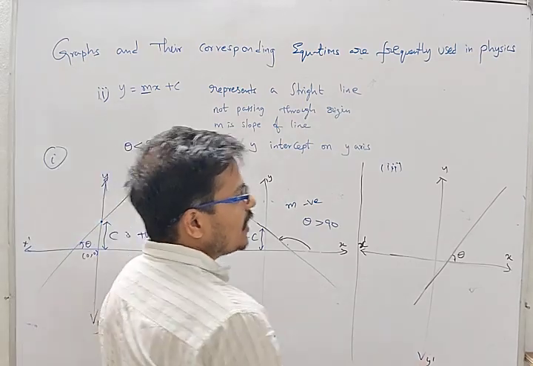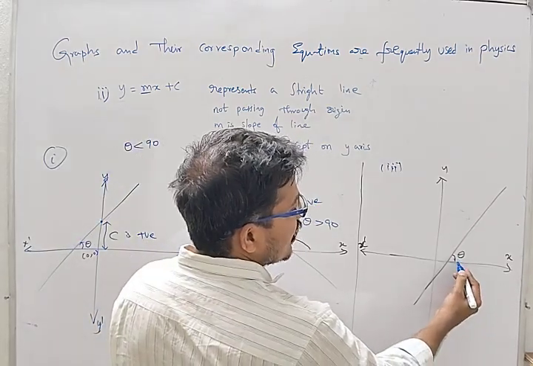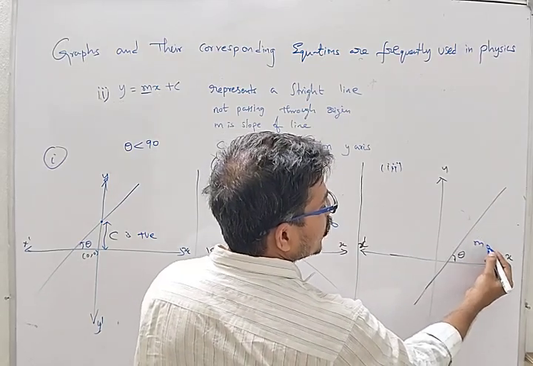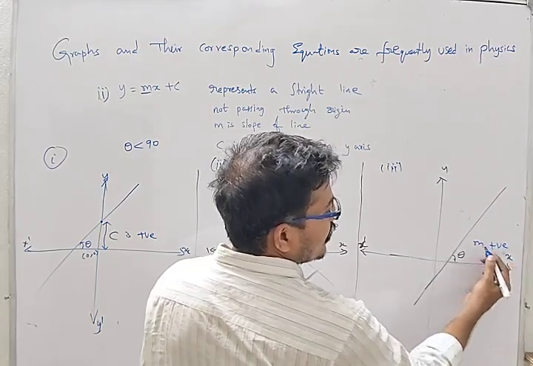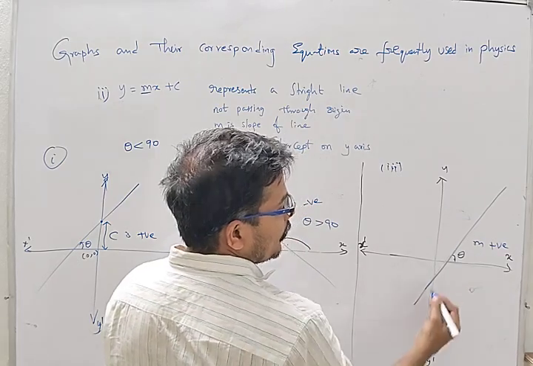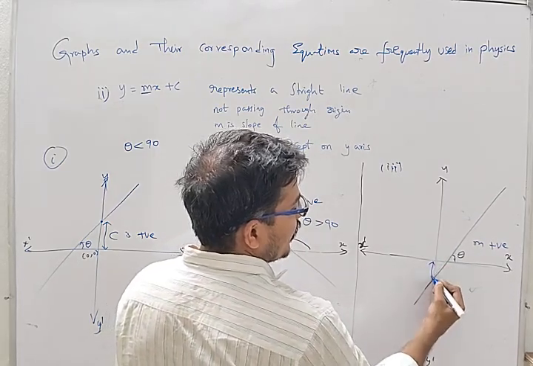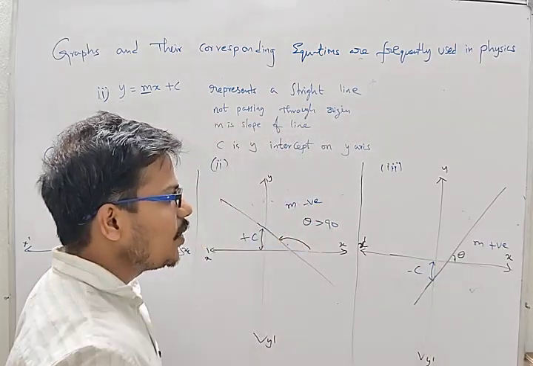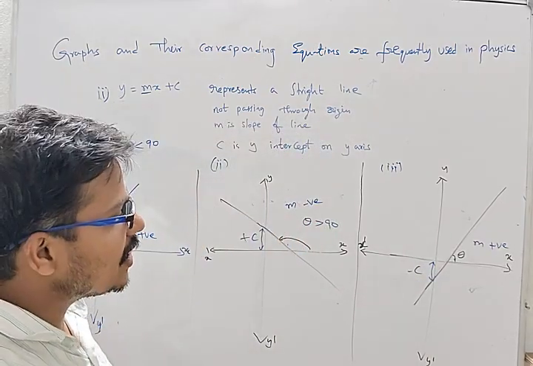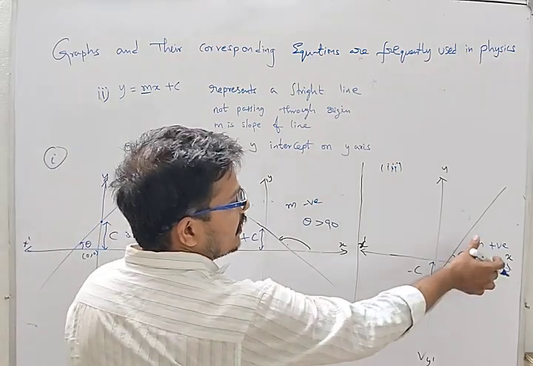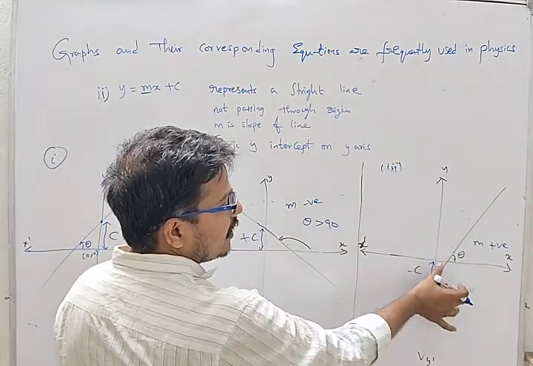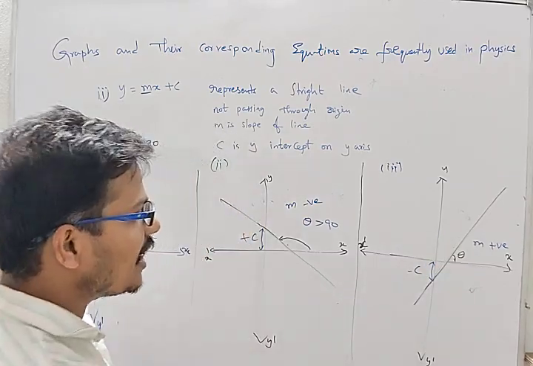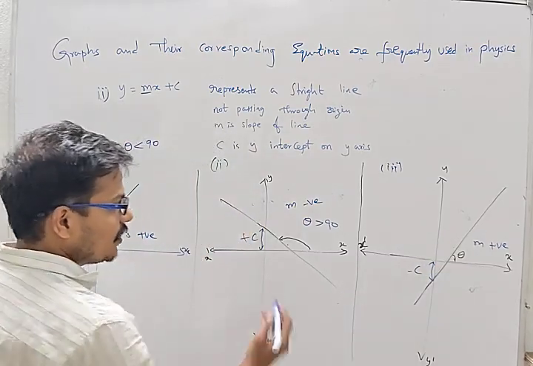And here, see, theta is less than 90. When theta is less than 90, slope is positive. Slope is positive, and here y-intercept is negative. c is negative. Why is that negative? Because that straight line intersects the negative side of the y-axis. That's why it is the y-intercept.